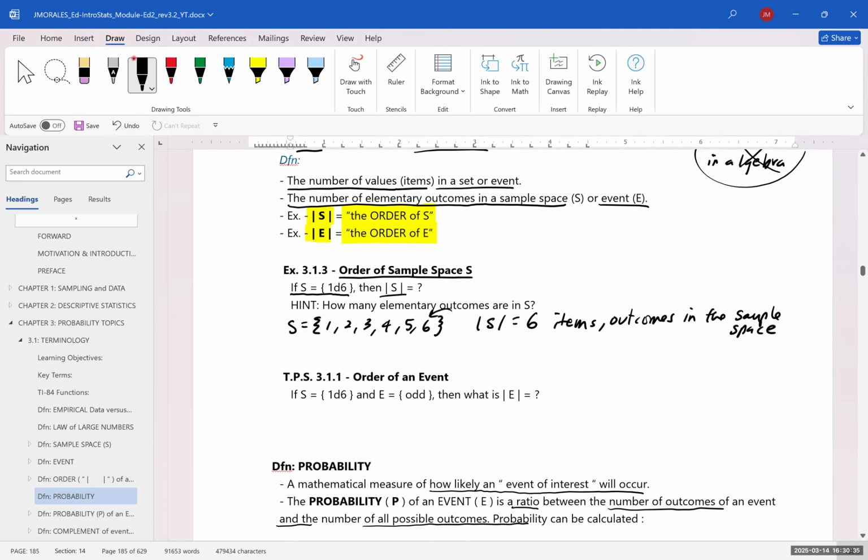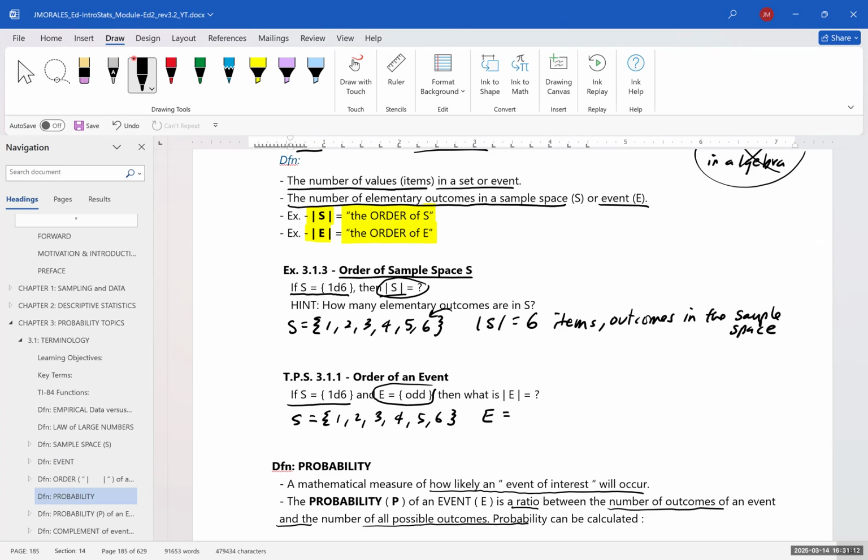All right, let's look at this next example. So this is a think, pair, share. So you could pause the video here and try this on your own. All right, but instead of trying to figure out the order of a sample space, now we're trying to figure out the order of this event, event E. All right, so if our sample space is one six-sided die and event E is going to be an odd result, let's go ahead and put down our sample space.